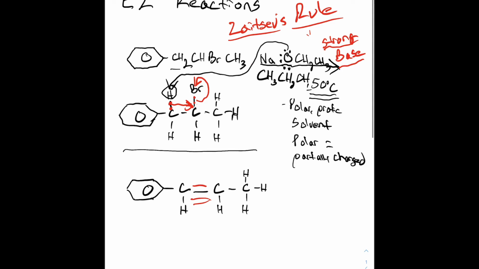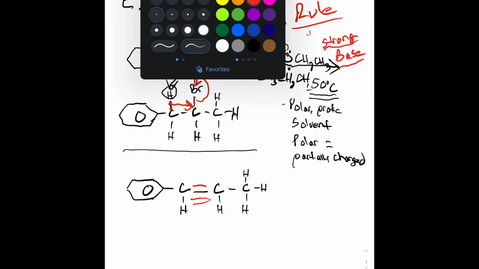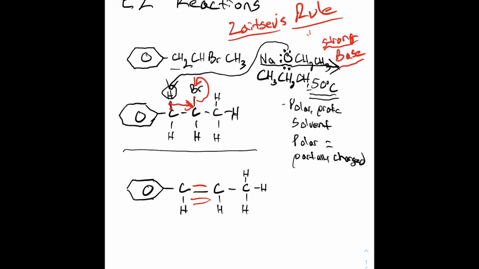Now you might ask, why does this pair of electrons on the base attack this hydrogen and not one of these hydrogens? Well, technically, if you put this in some beaker or flask or wherever you're doing your experiment, you probably will get a little of these mixtures. But Zaitsev's rule says that the attack is going to take place at the carbon that is the most stable. This benzene ring here stabilizes the carbon.